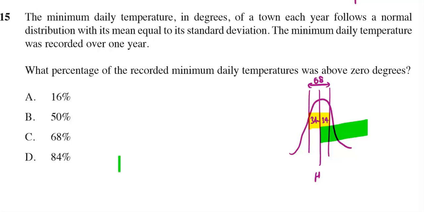Not only that, in this very special case, we are told that the mean is the standard deviation. So if the mean equals a standard deviation, that means that one standard deviation below the mean is where 0 is. So this question was actually asking us how much of the data set is there above 0. And I can see that it's 34% plus the 50% above halfway. The answer is D.